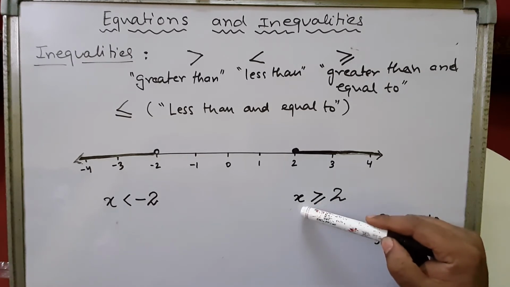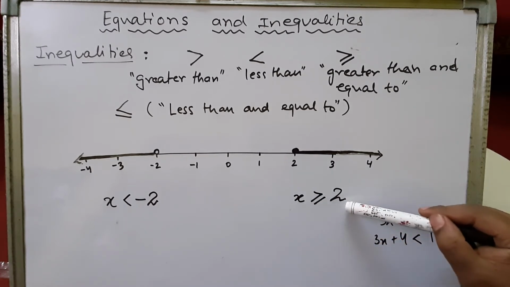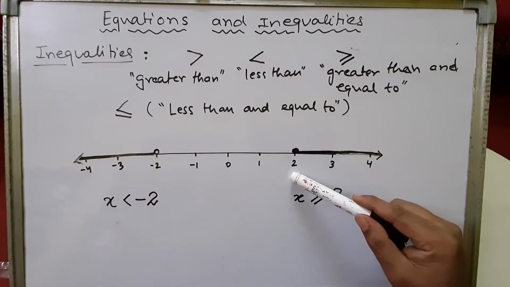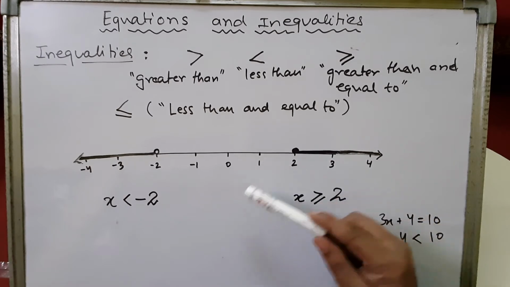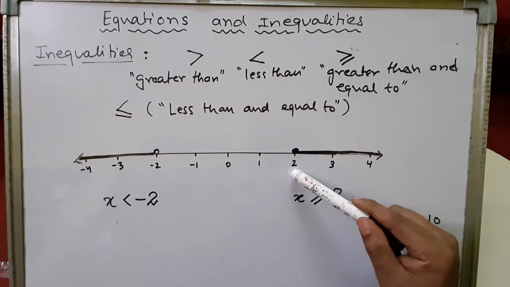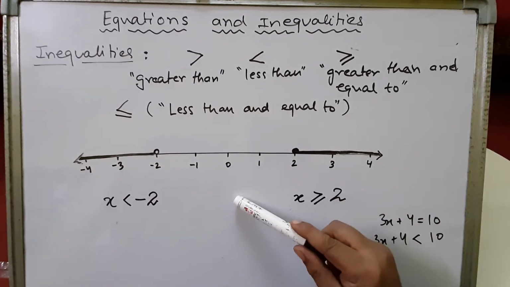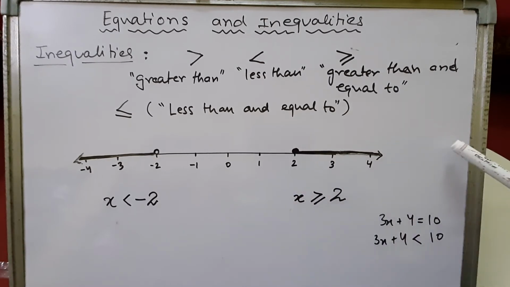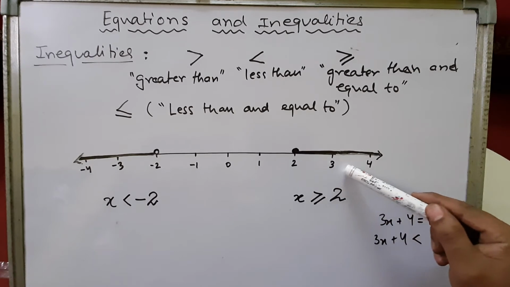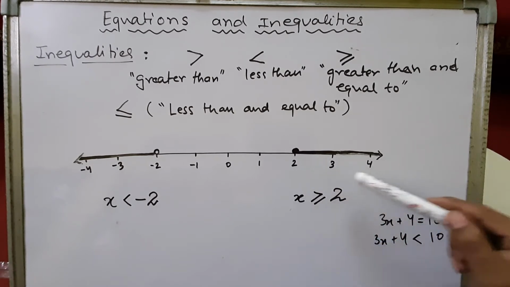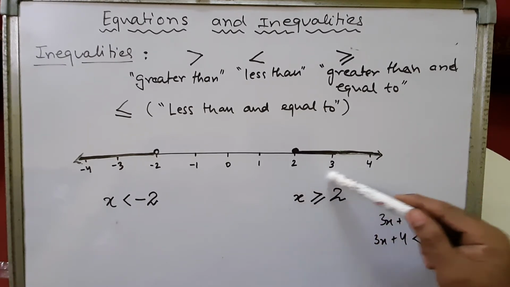And the inequality is greater than or equal to 2. So greater than values are on the right hand side of 2. Lesser than values are on the left hand side of 2. X is less than 2 means left hand side values; greater than 2 means right hand side values, 2.1, 2.3, and then 3, 3.1. The values lying on the right hand side of 2 are greater than 2.